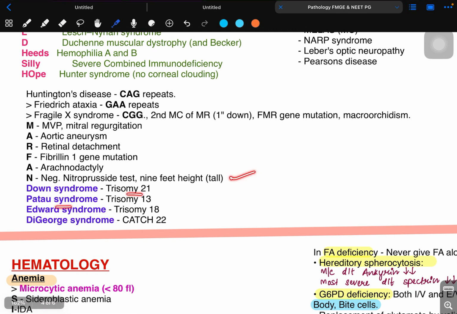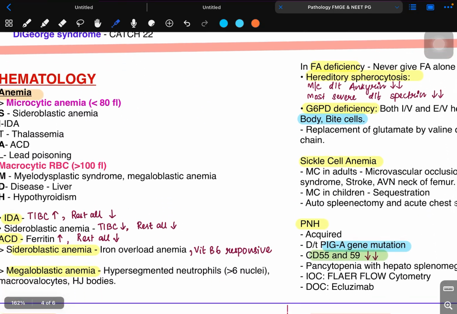Down syndrome, trisomy 21. Patau syndrome, trisomy 13. Edwards syndrome, trisomy 18. DiGeorge syndrome, CATCH 22. From your medicine, you can study what the clinical features are. In your pediatrics also, in your medicine also, you have to study this.